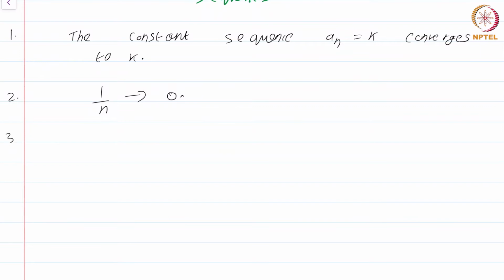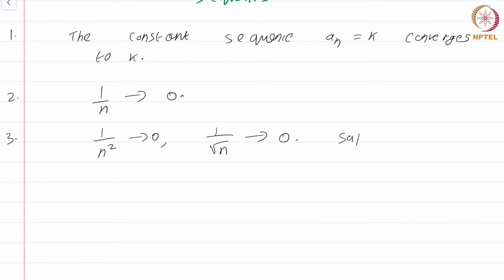Now, 3. 1 by n squared converges to 0. 1 by square root of n converges to 0. Now, how do you show this? Well, there are two ways. One of them is the clever way. The other one is the way that you shouldn't even be considering. Let's do it the clever way. Okay, the clever way is as follows.